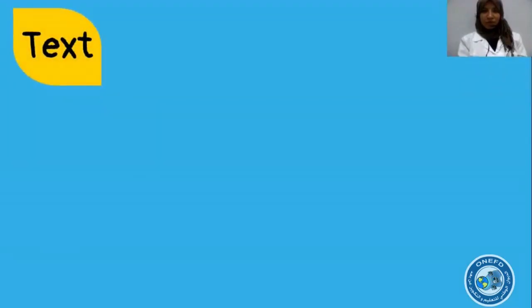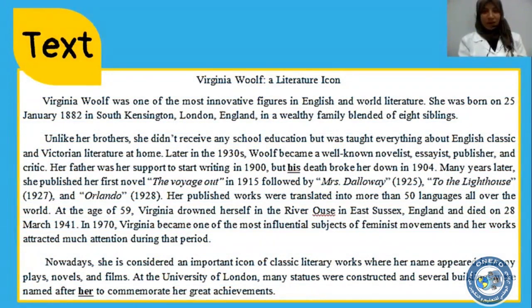Now we move to the text. Here's our text. We have the title Virginia Woolf, a literature icon. I'm going to give you just 1 minute to read the text quickly. Don't read it in detail, word by word. You have to read it quickly and just try to understand what it is about. So you have 1 minute to read it.